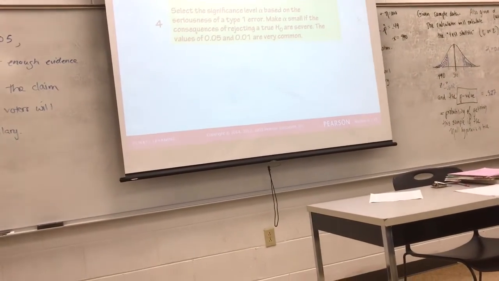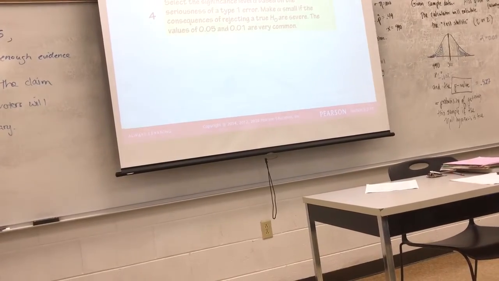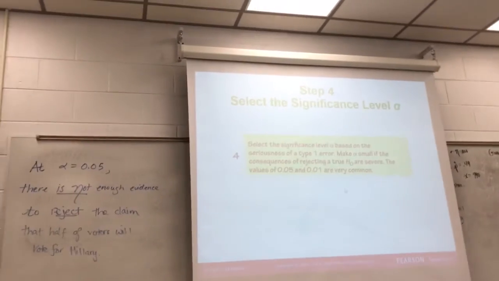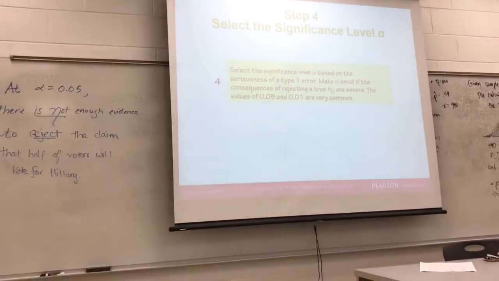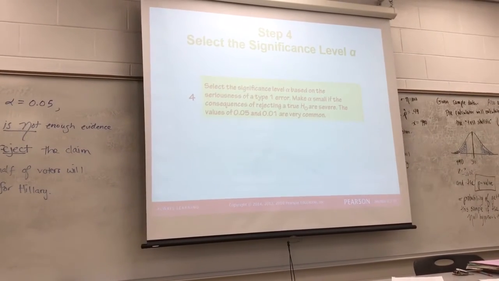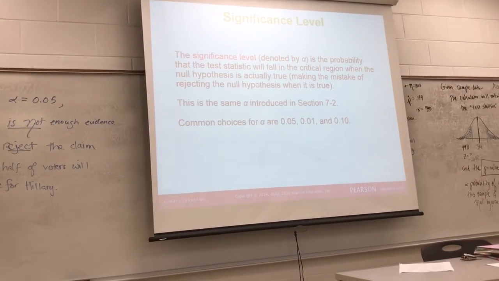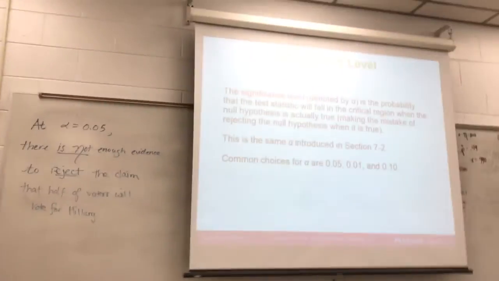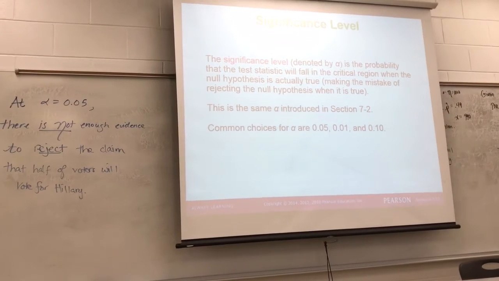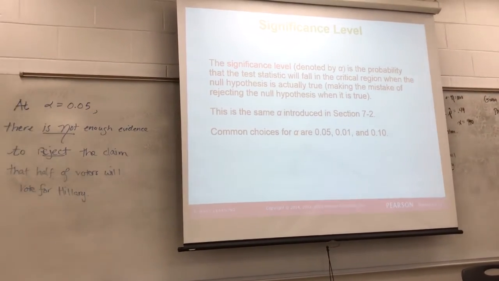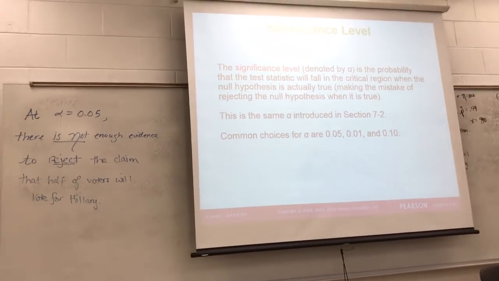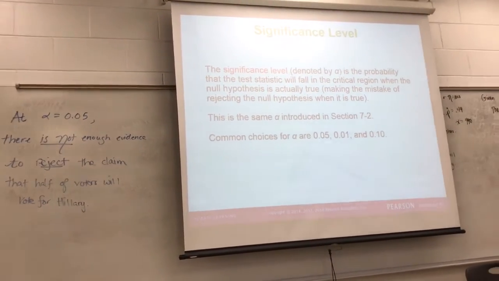All right, the significance level alpha, again, in practice, you would choose based on how serious it is to be wrong in some sense. You're going to be given alpha though, and it's usually 0.05 and 0.01. That's the significance level. And they say it's the probability that the test statistic will fall in the critical region.